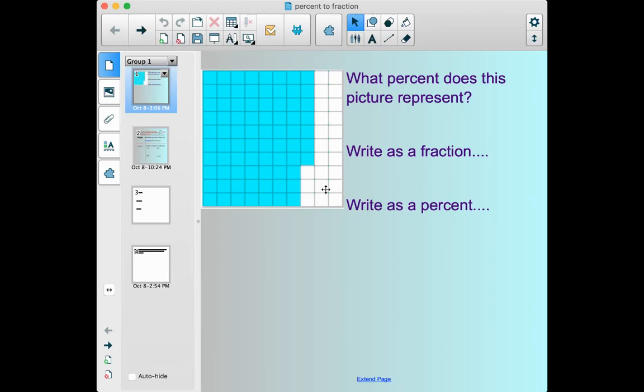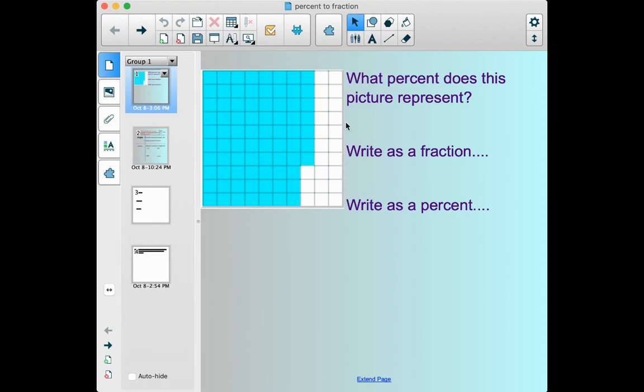Hello everybody. Today in this video we are going to be talking about going from a percent to a fraction. In other videos we'll talk about going the other way, but here we're going to talk about when you start with a percent, how do you make it a fraction?